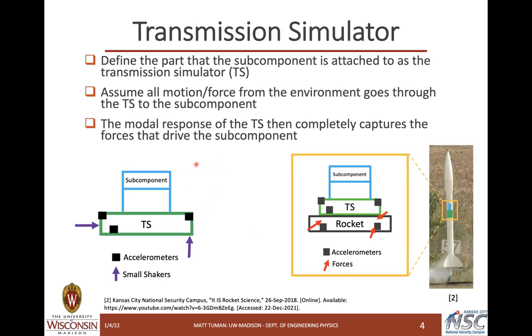The theory that we use is called the transmission simulator. As a high level overview, we can use the illustration here. So there are three items we always consider: the subcomponent of interest, the part the subcomponent is attached to, and the rest of the structure, which in this case is a rocket. We define the part that the subcomponent is attached to as the transmission simulator.